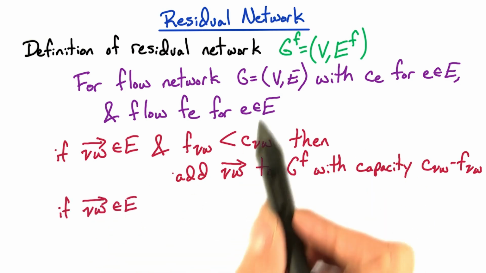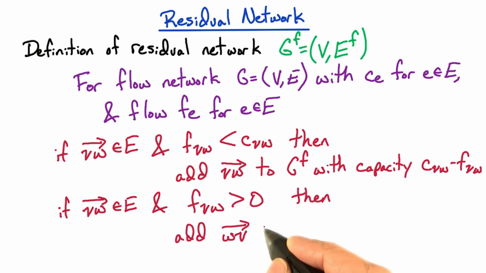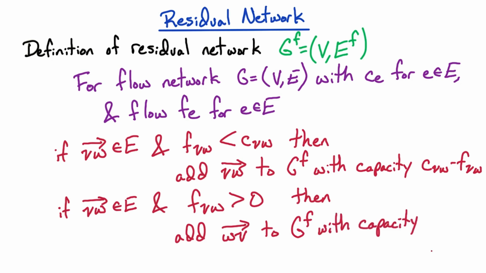Now for this edge in the original flow network, if the flow is positive, so there is some flow going along this edge, then we add the reverse of the edge to the residual network. Notice that this was the edge V to W, and now we added the edge from W to V. This is the backward edge that we talked about earlier in the toy example. And the capacity of this backward edge is the current flow along the edge V to W. So we can send at most f(VW) units of flow along this edge from W to V, and we send this flow from W to V by decreasing the flow along V to W.